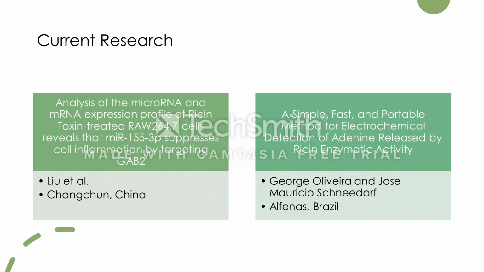The second article's main focus is the detection of ricin in food in the case of suspected bioterrorism. Due to its toxic abilities, ricin is typically used in bioterrorism to fight against enemies. These studies are helping to decrease the amount of bioterrorism that occurs with it by finding strategies to detect the ricin toxin in foods and other materials. This research is being done by George Oliveira and Jose Mauricio Schneidorf in Alfenas, Brazil.